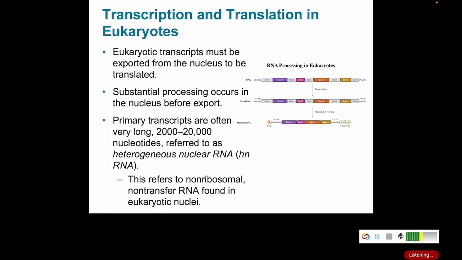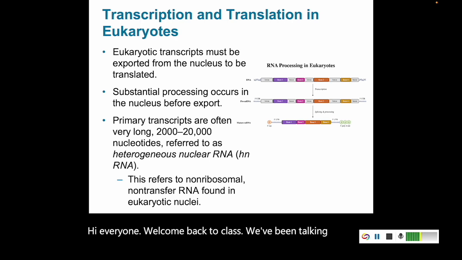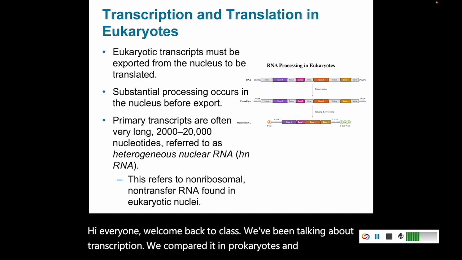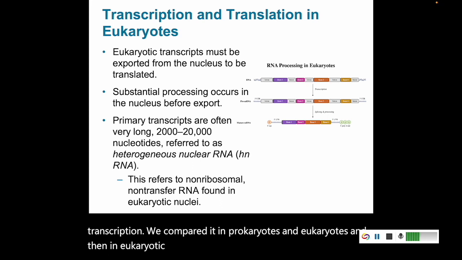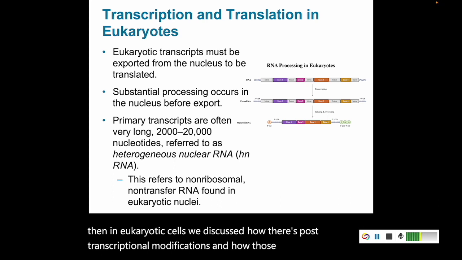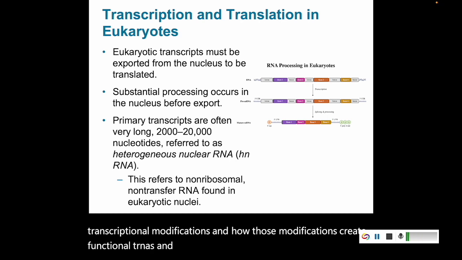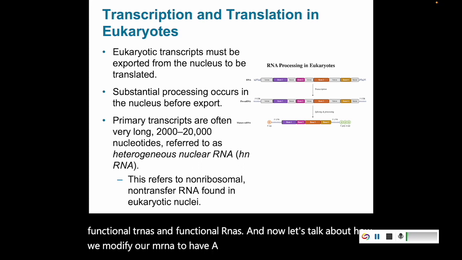Everyone, welcome back to class. We've been talking about transcription. We compared it in prokaryotes and eukaryotes. And then in eukaryotic cells, we discussed how there's post-transcriptional modifications and how those modifications create functional tRNAs and functional rRNAs. And now let's talk about how we modify our mRNAs to have a functional transcript.